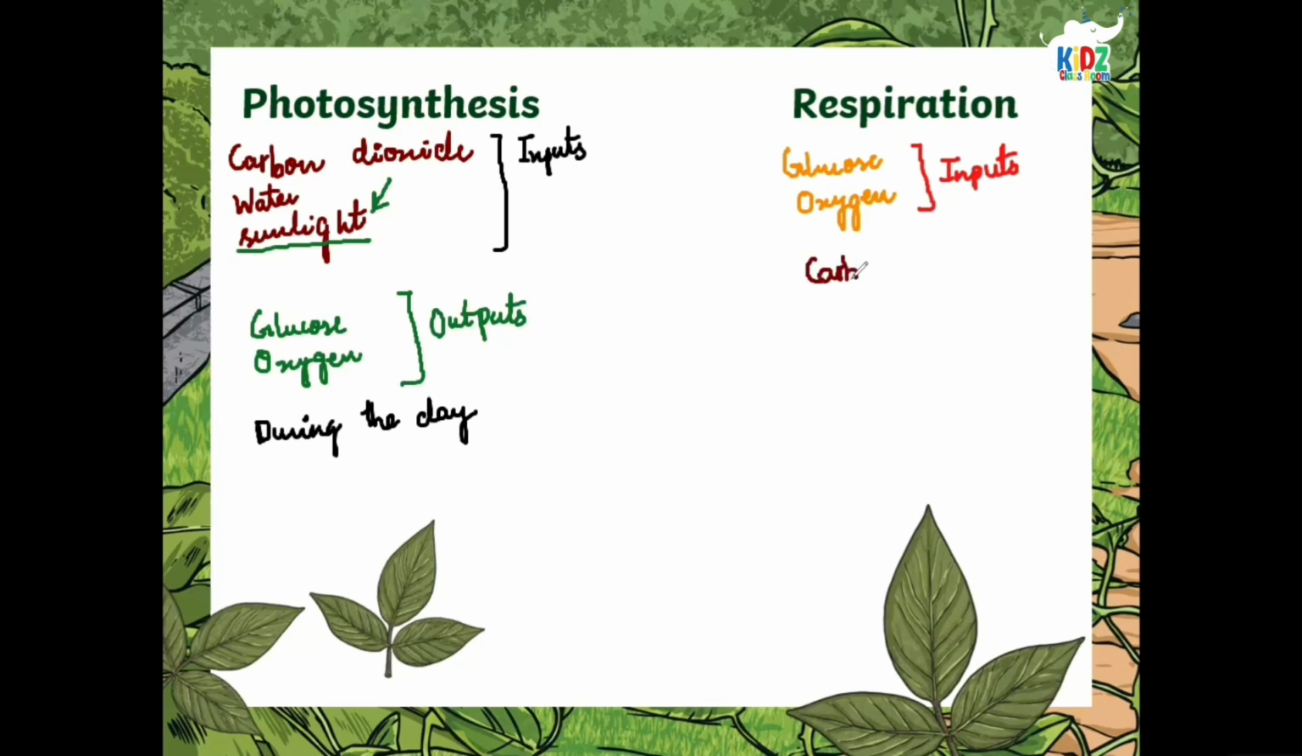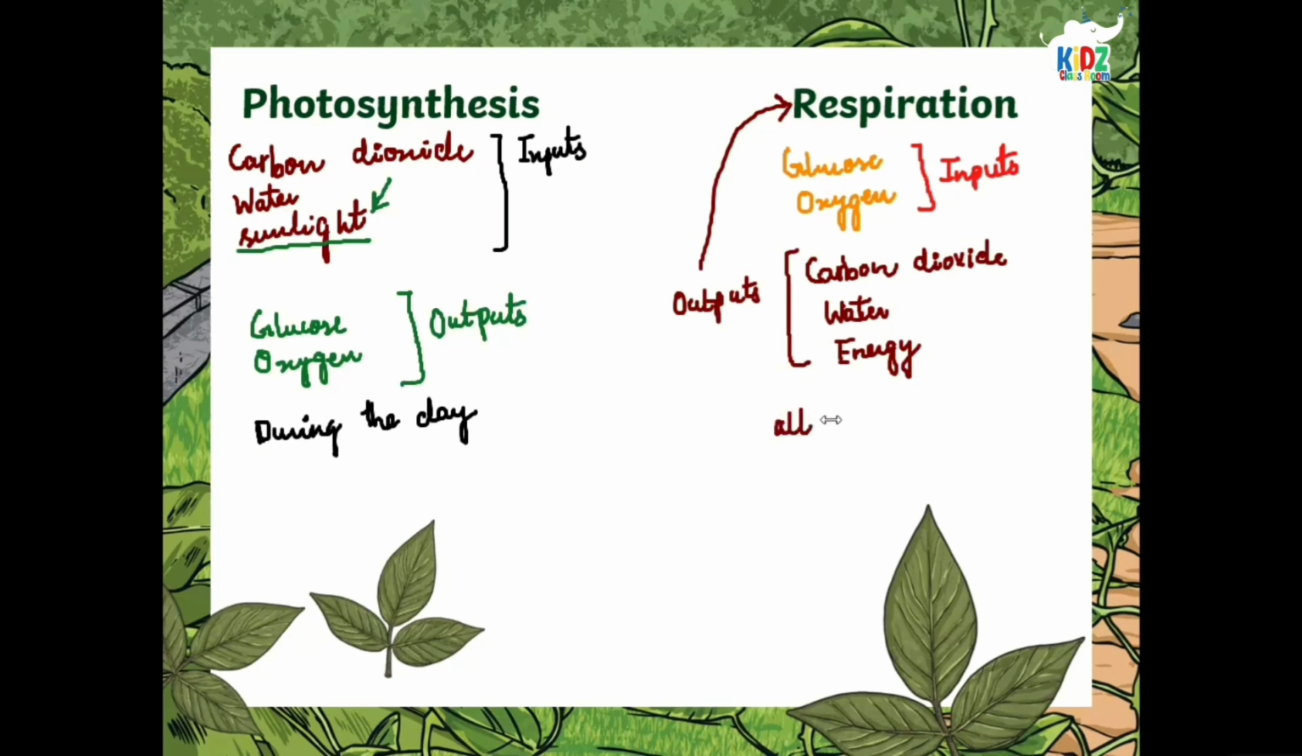It produces carbon dioxide. We just discussed that it produces carbon dioxide, water, and energy. So these were the outputs of which process? Respiration. Okay. And when can this process happen? Can it happen only in the daytime? No, it can happen all the time, day and night. Why? Because in this process, we don't need sunlight.